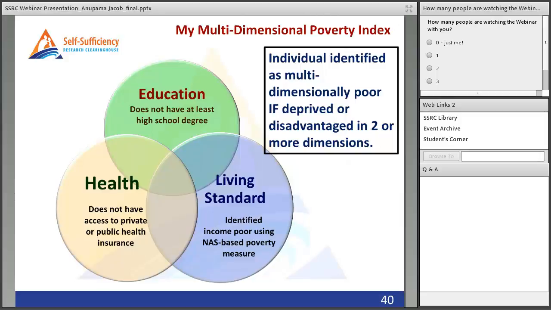Since I only use three indicators in this exploratory study, a person is considered multidimensionally poor if he or she is deprived in two or more of the indicators. And all three dimensions were given equal importance, or weighted equally, for ease of interpretability.